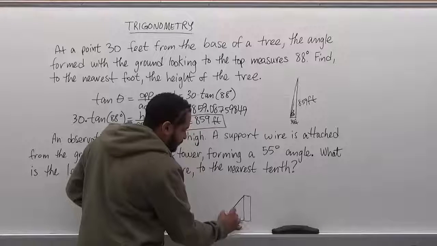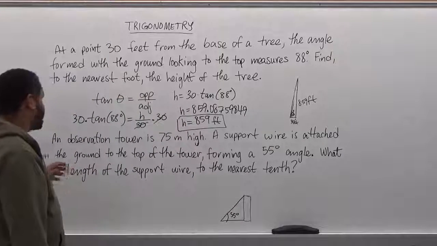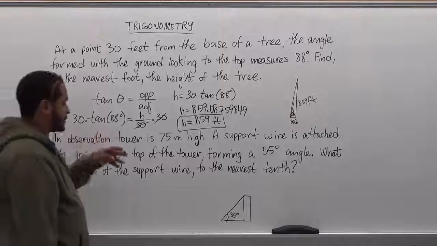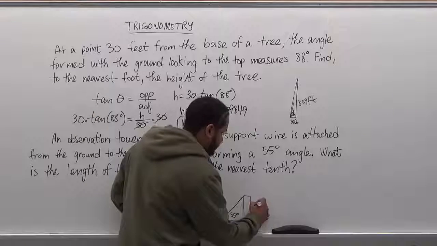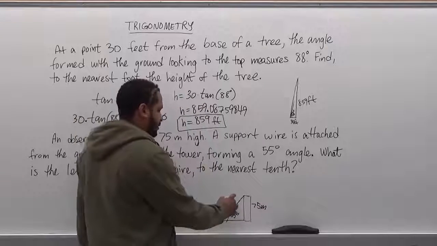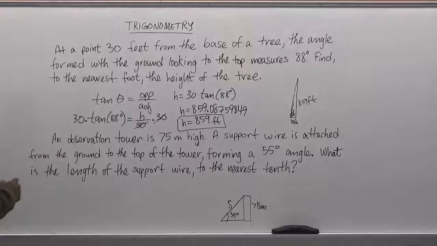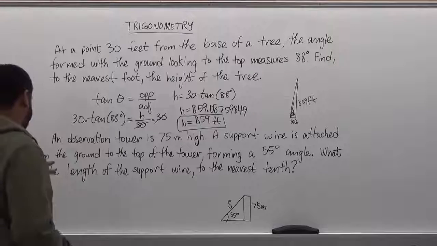We have our angle here, 55 degrees, right? And we also know that the observation tower is 75 meters high, so this side is 75 meters. What we're looking for is the side of this, the support wire, right? We'll call that side S because S is for support wire, right? And now what we have to do is use one of the trigonometric functions to solve what we're going to get.